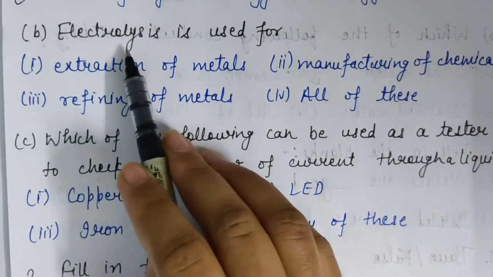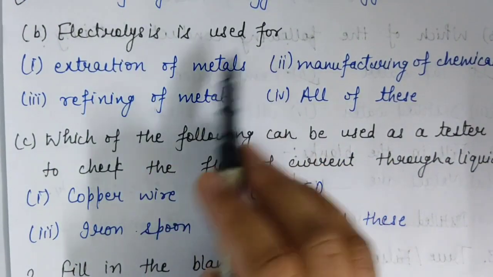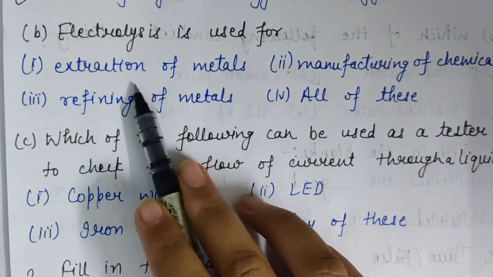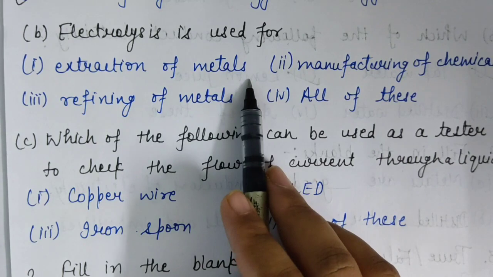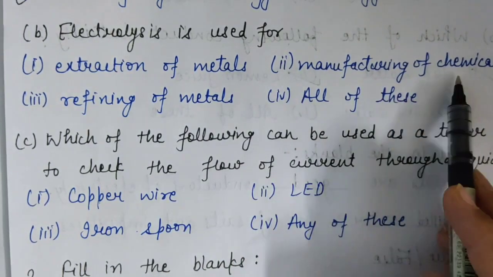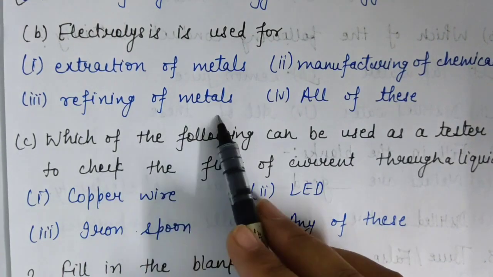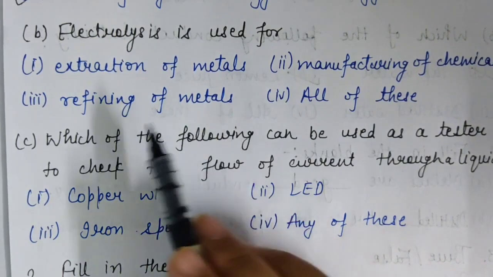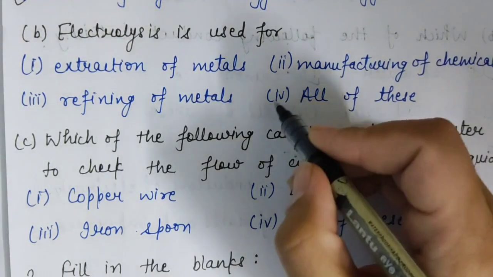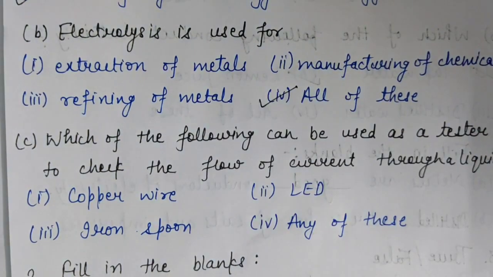B part is, electrolysis is used for extraction of metals. Right, it is used for extraction of metals from ore. Second is manufacturing of chemicals. This is also right. Refining of metals. Yes, it is used for refining of metals. All of these. So the answer is all of these.